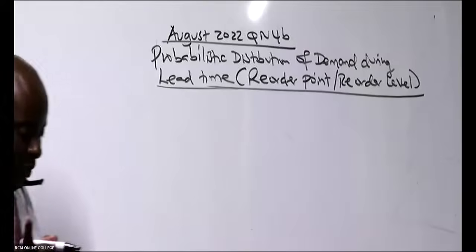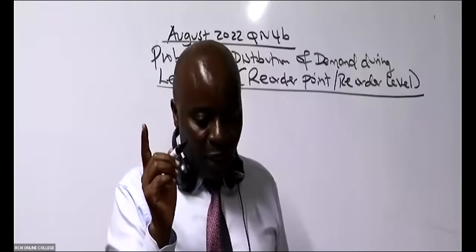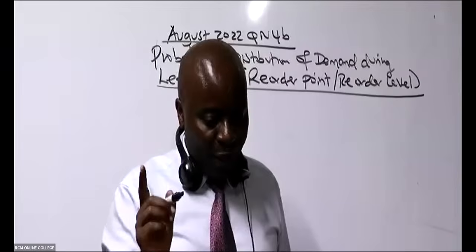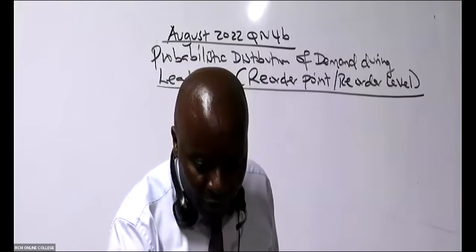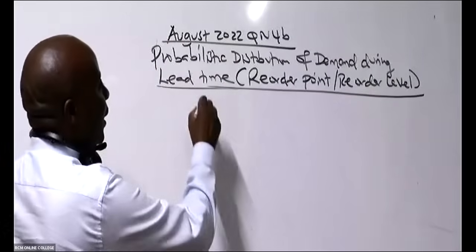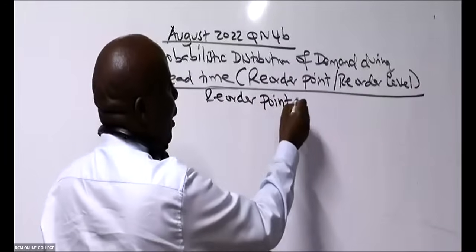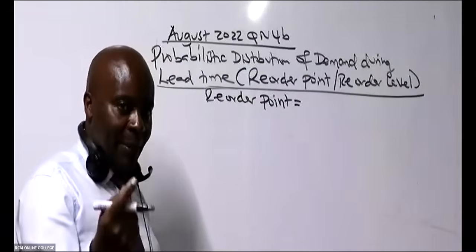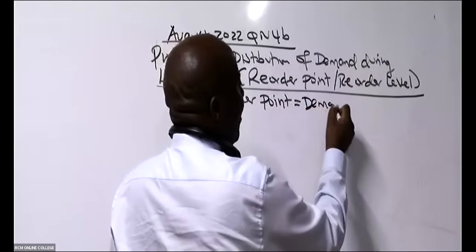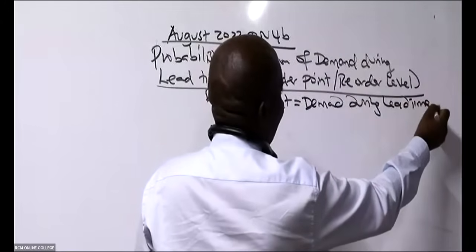Because if you remember very well, I gave you a formula for getting reorder level. Is there somebody who is able to remember that formula? Whenever we talk of reorder point, we are basically looking at the consumption during lead time, or demand during lead time. Very important for you to know that.